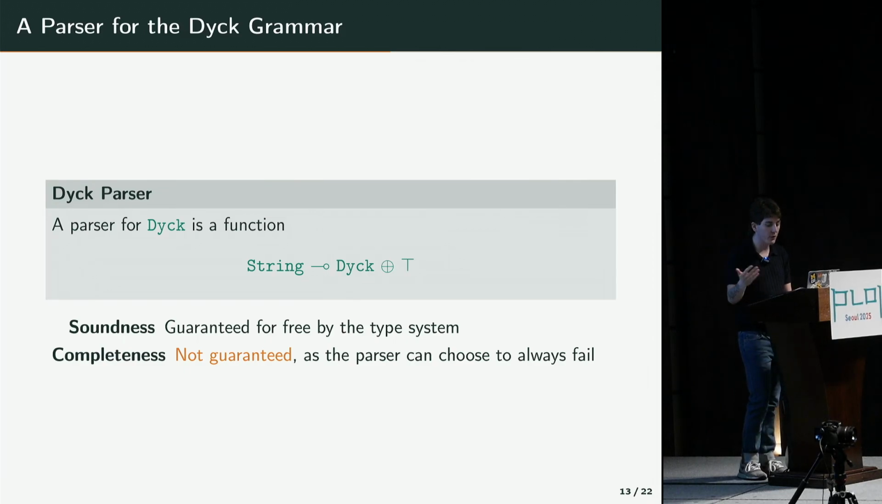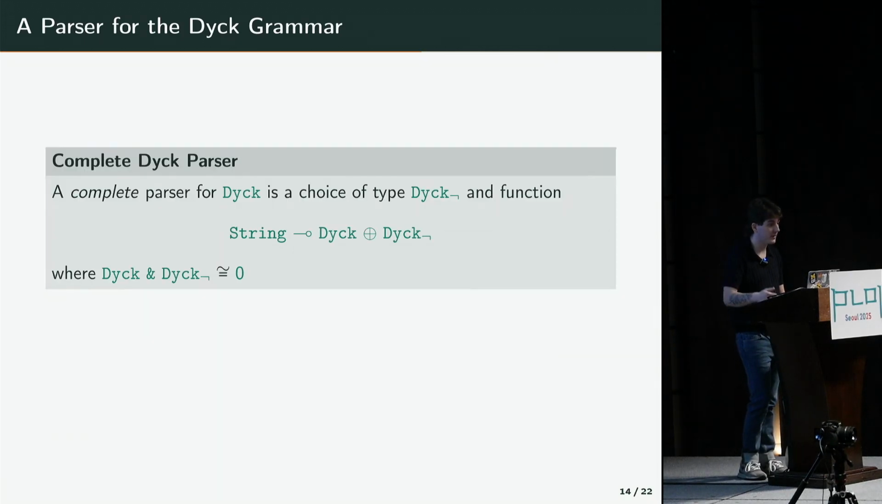So if we refine our notion of what we mean by parser, we can also guarantee completeness in LambekD quite simply. So I'll say instead of a parser being a function from string to Dyck or top, a complete parser for the Dyck grammar is a choice of a complement grammar, suggestively named Dyck complement, and a function from string to Dyck or Dyck complement, where we've reduced the completeness proof to the statement that Dyck and Dyck complement are disjoint, meaning that their intersection is empty.